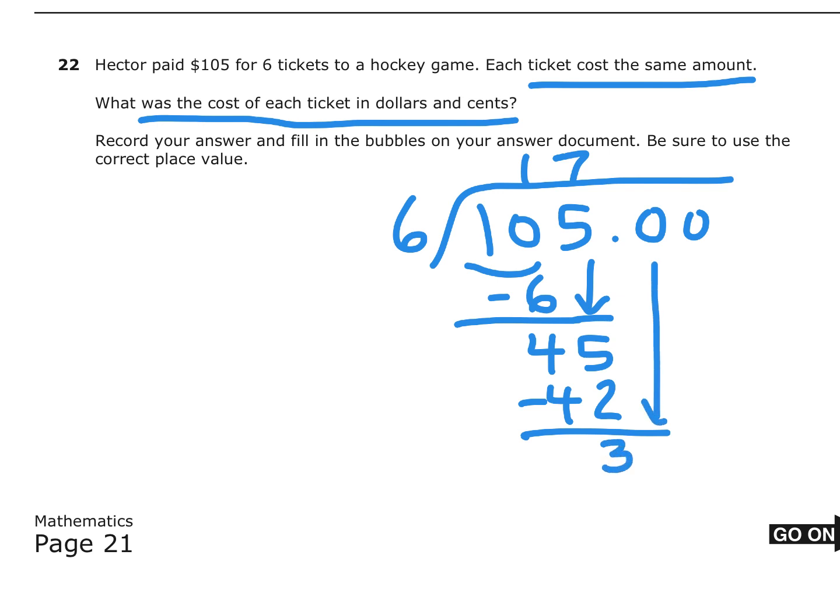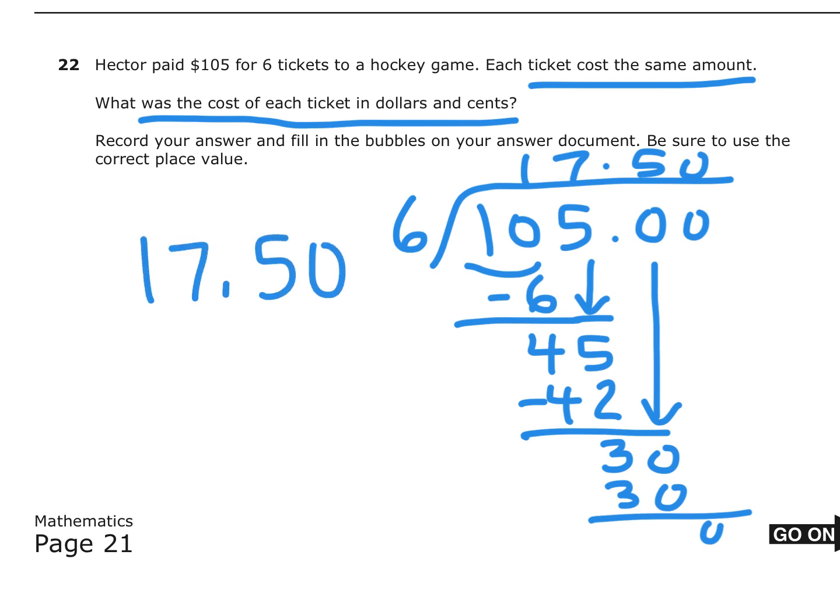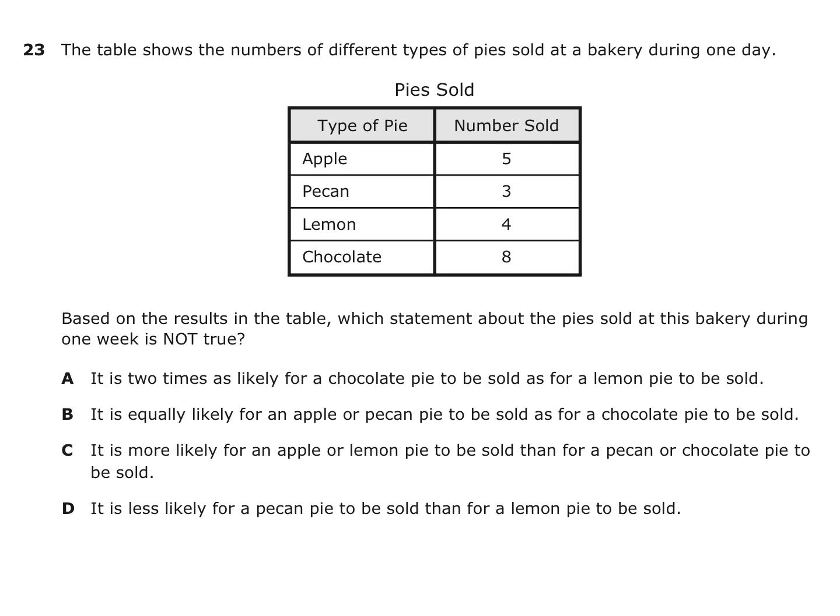And then bring down the next 0. 6 into 30 is 5. 5 times 6 is 30. And then bring down your 0. $17.50 is going to be your answer. $17.50 will be your answer for this one.